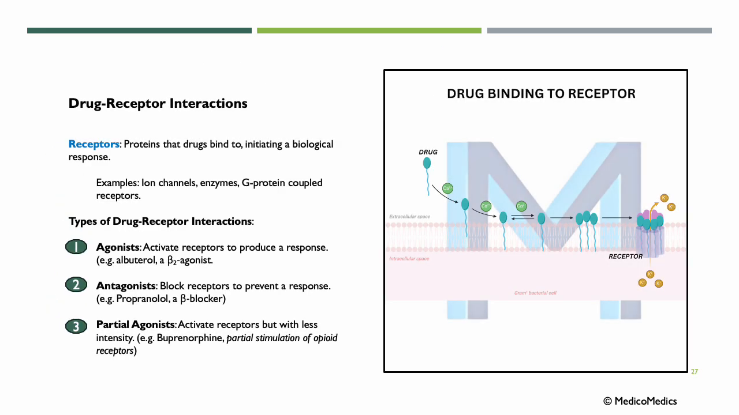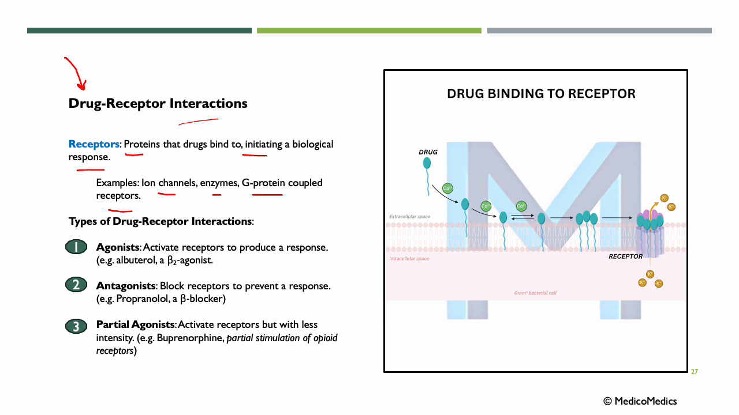Now, moving to another important and fundamental concept is drug-receptor interactions. It describes how drugs exert their effects by binding to specific receptors or proteins that initiate a biological response. And these receptors can be ion channels, enzymes, G-protein coupled receptors, etc.